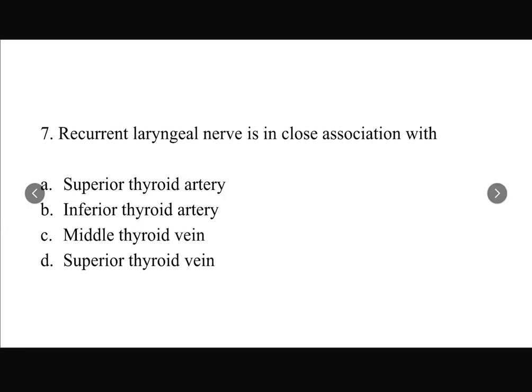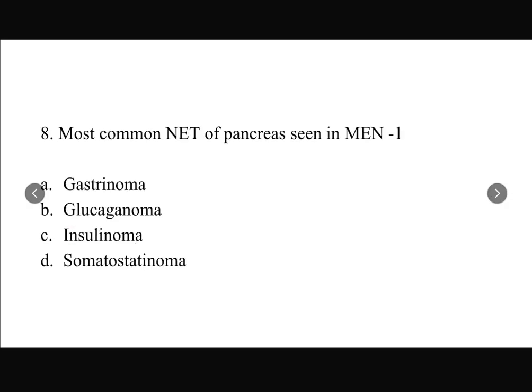Recurrent laryngeal nerve is always in close association with the inferior thyroid artery. The most common NET which is seen in MEN1 syndrome is gastrinoma.